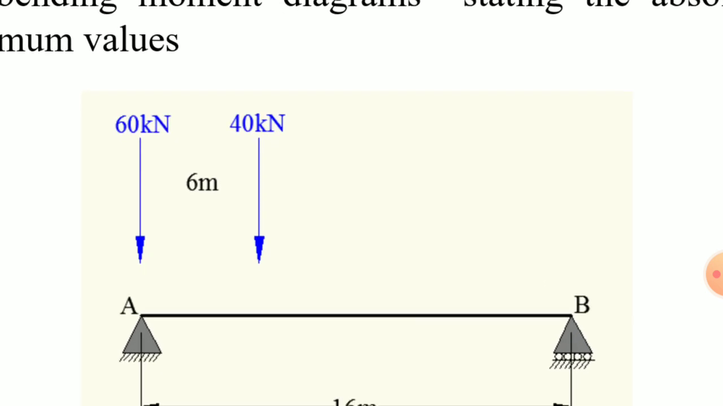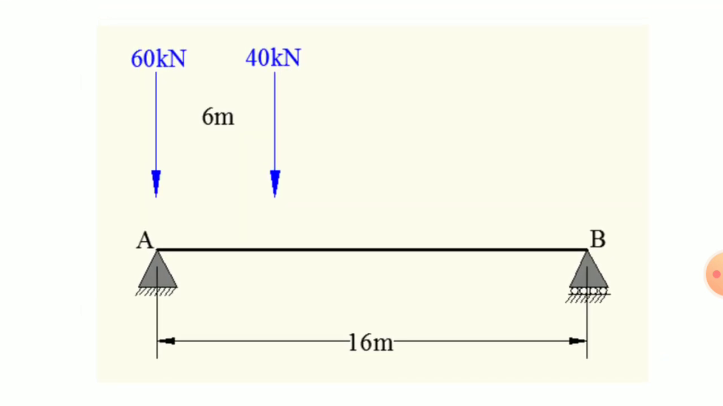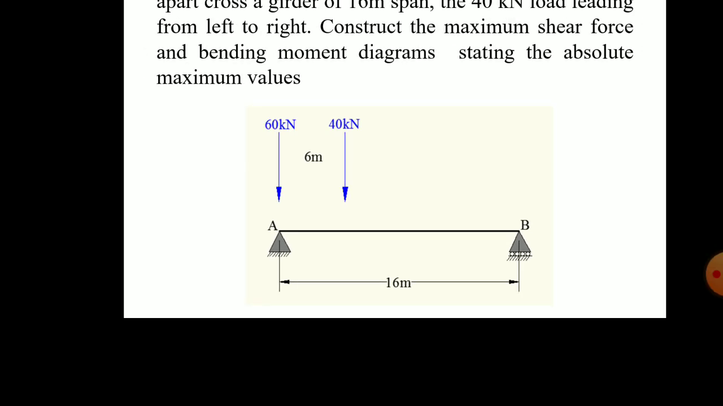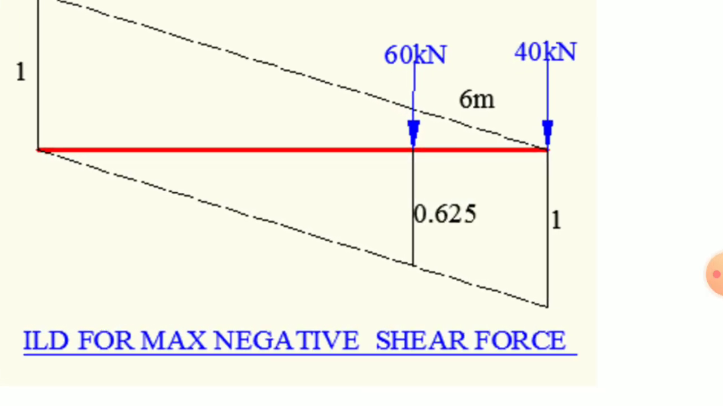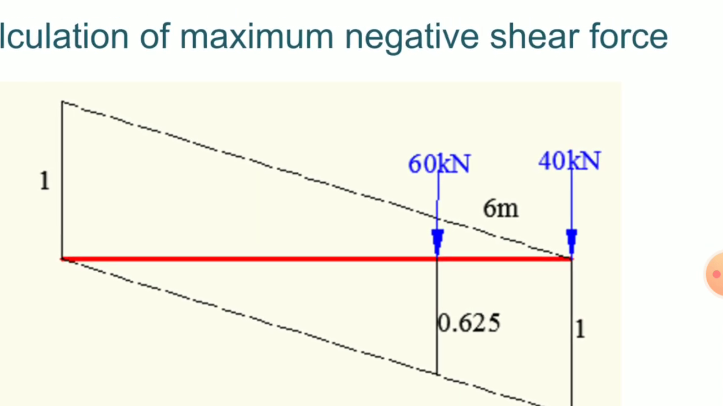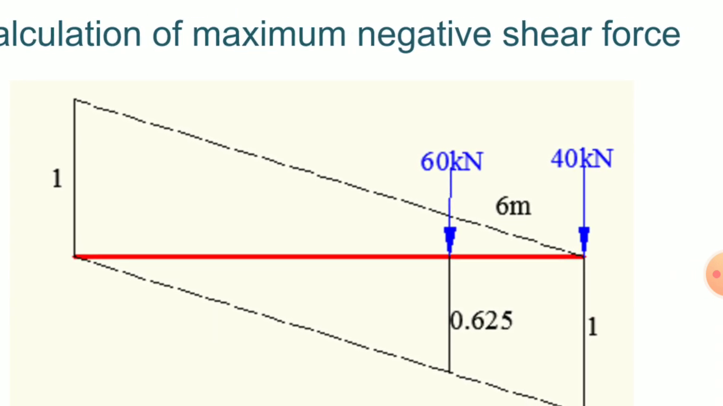So this is the beam of 16 meter span and two loads are crossing the girder from left to right. That is 40 kilonewton and 60 kilonewton, which are 6 meters apart. First we will calculate maximum negative shear force. For maximum negative shear force we have to use the influence line diagram for the reactions.